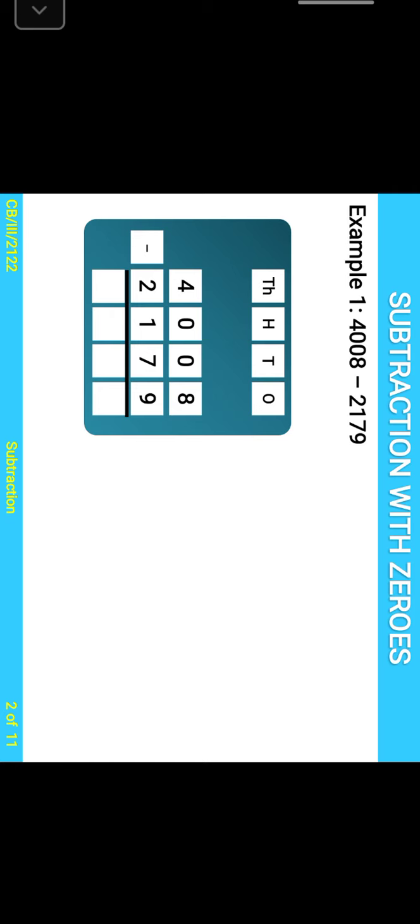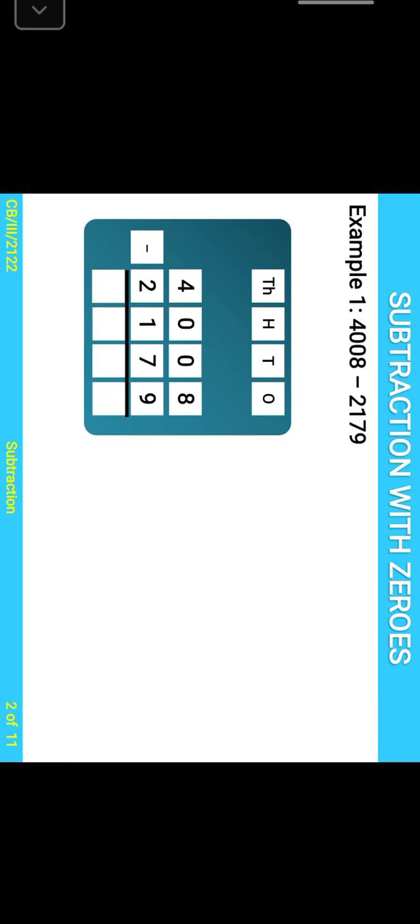Okay, so students, let's learn the next topic, that is the subtraction with zeros. What do you mean by the subtraction with zeros? In such a number there is a 0 you are subtracting, and in place of 0 you are taking a 10, right? Whenever it's time for the borrow, you cut the 0 and write 10 above it.